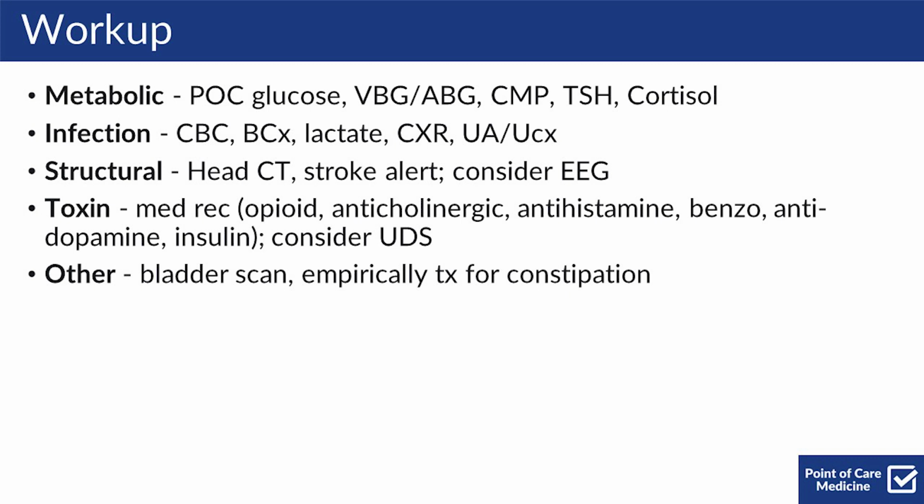For S, structural, get a head CT, and consider calling a stroke alert if there's anything focal on their exam. You can also consider an EEG if there's concern for underlying seizures. For T, toxin, check their MAR and do a medrec. Have they abused any opioids recently? Any anticholinergics, antihistamines, benzos, antidopamines, or insulin? You can also consider a UDS if this is a new patient.